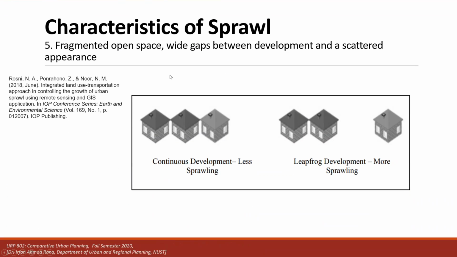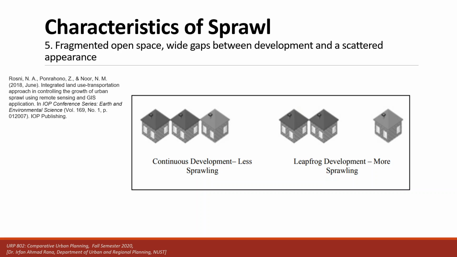Now we've talked a little bit about the fragmentation process of leapfrog development. In contiguous development, even if there is low density development in some areas, the houses are very compact or near each other. But leapfrog development is low density, and those low density housing units are not connected to each other; they are very far away from each other.